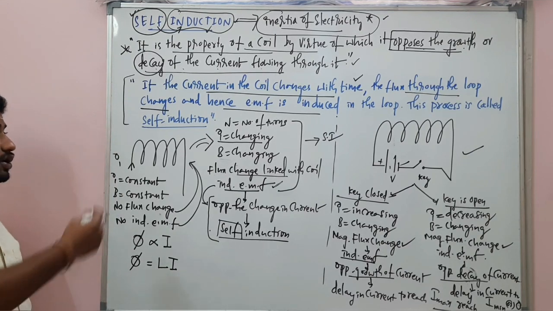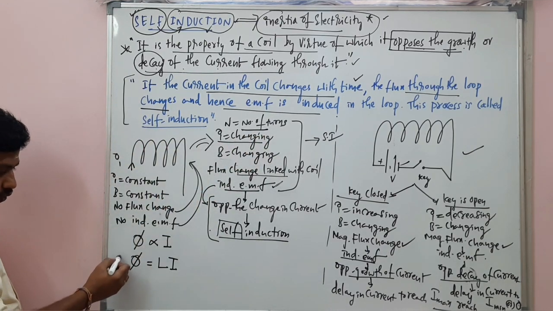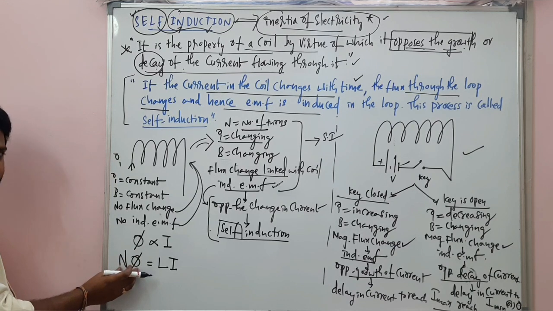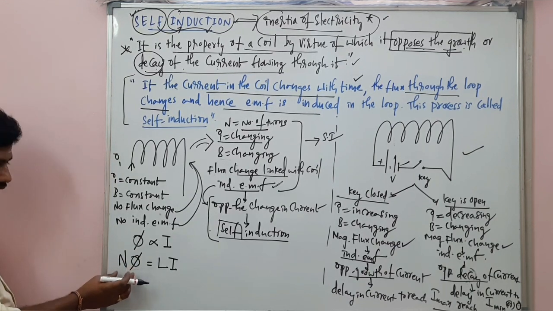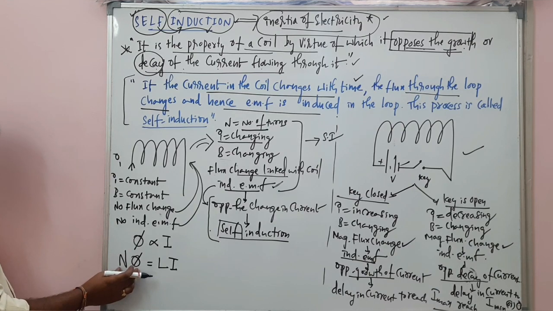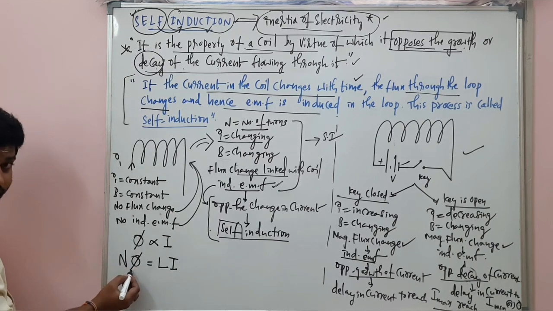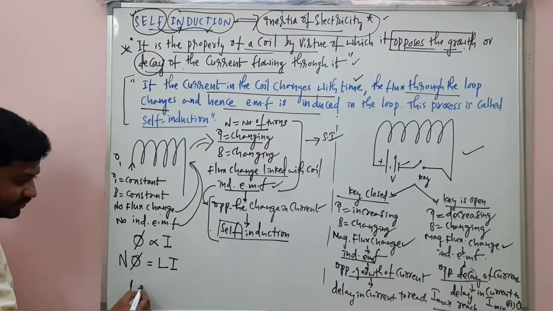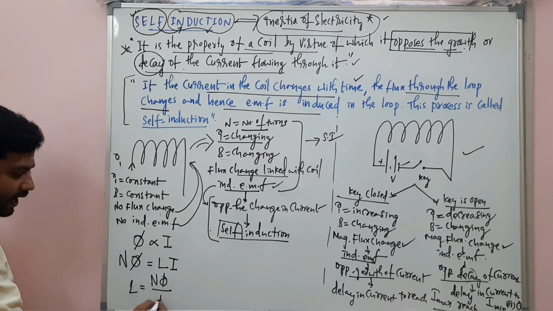Imagine there are N number of turns, capital N. Each and every turn will be associated with a magnetic flux linked with the coil. So N into phi, the total number of turns into the flux linked with it. So here I can write carefully, L is equal to N into phi divided by I.